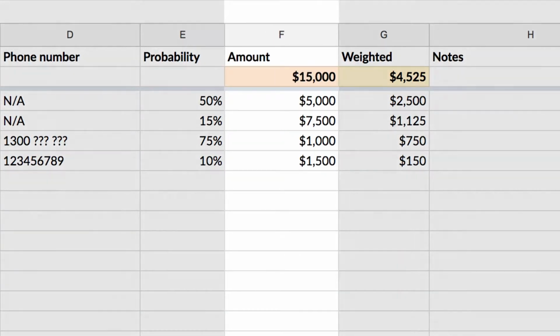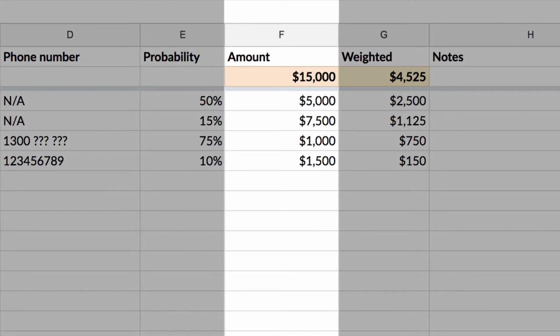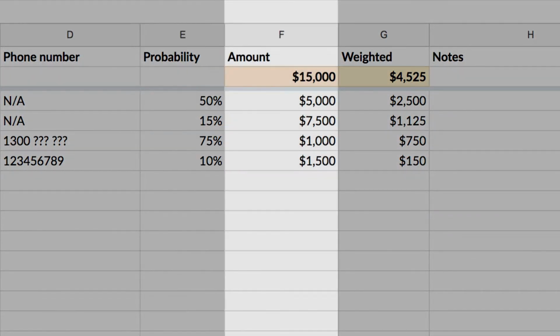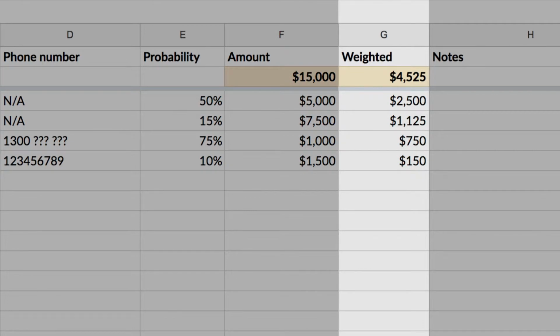Yeah, the amount column is your estimate of how much you think they could buy from you. The better evidence is if you can actually ask them what they would actually buy from you. So that's the best data you can put in that column. When you multiply the probability times the amount, that gives you the weighted probability.